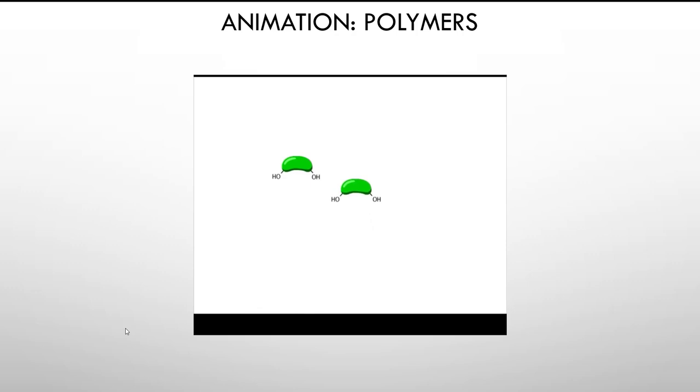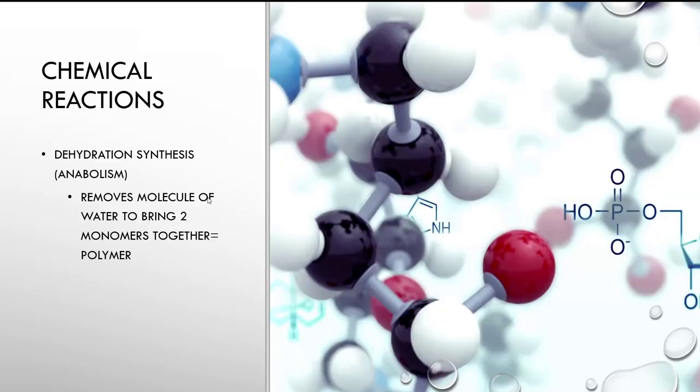Okay, so from that video we actually saw 2 types of reactions. We saw a dehydration synthesis reaction where we build polymers, and then we also saw the hydrolysis reaction where we break apart the polymers into the monomers. So let's go ahead and talk about those chemical reactions. Let's start out with the dehydration synthesis reaction. This is where we're making polymers.